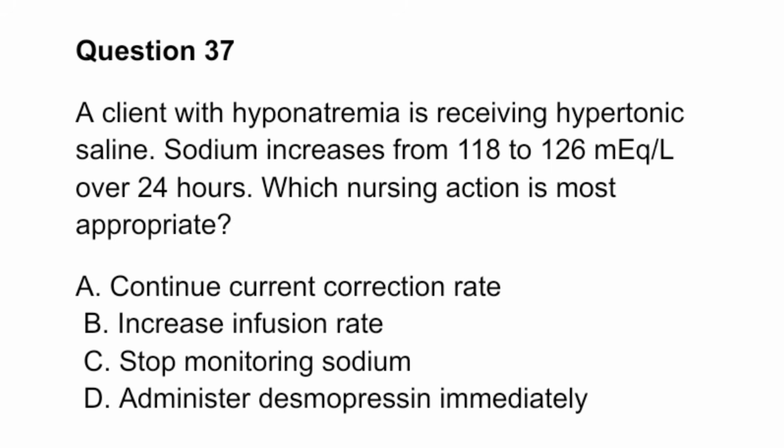Question 37. A client with hyponatremia is receiving hypertonic saline. Sodium increases from 118 milliequivalents per liter to 126 milliequivalents per liter over 24 hours. Which nursing action is most appropriate? A. Continue current correction rate. B. Increase infusion rate. C. Stop monitoring sodium. D. Administer desmopressin immediately.